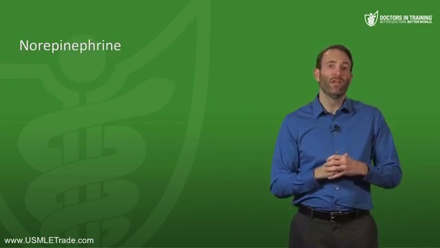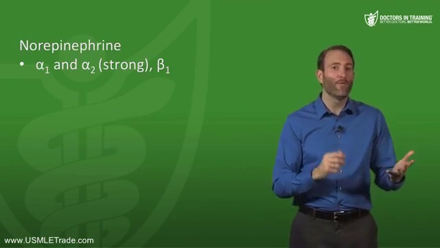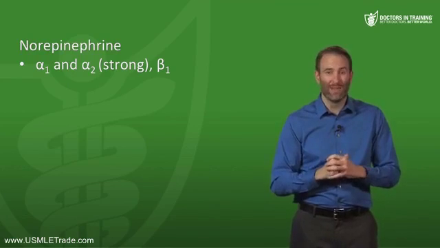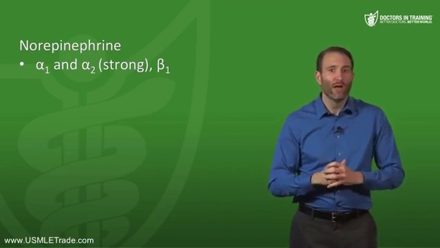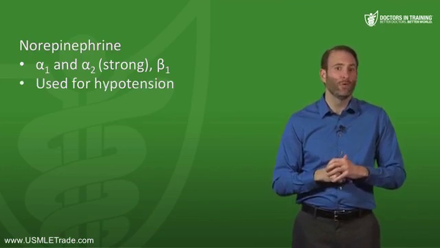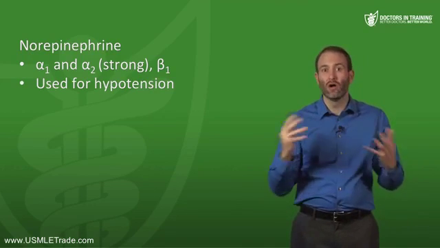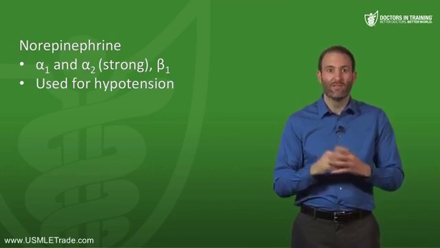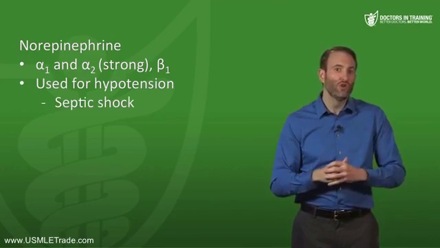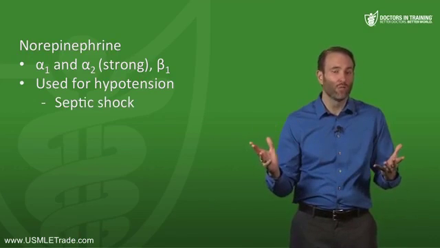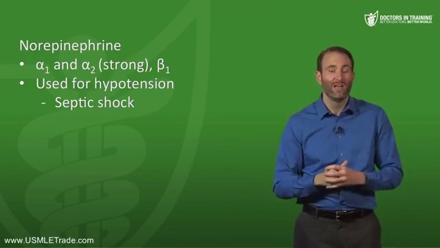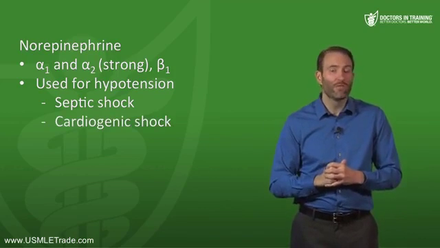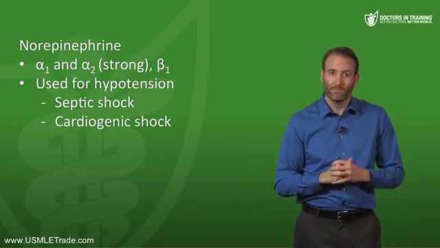Next, we have norepinephrine. So here we see a strong alpha-1 and alpha-2 stimulation, also moderate beta-1 stimulation, and basically no beta-2. Now, norepinephrine can also be used for hypotension because it has such strong alpha-1 stimulation. It's going to decrease renal perfusion due to that vasoconstriction. Norepinephrine is usually first line for septic shock. And why would we want to do that? Well, in septic shock, you have a lot of vasodilation in blood vessels. But it can also be used for cardiogenic shock as well.